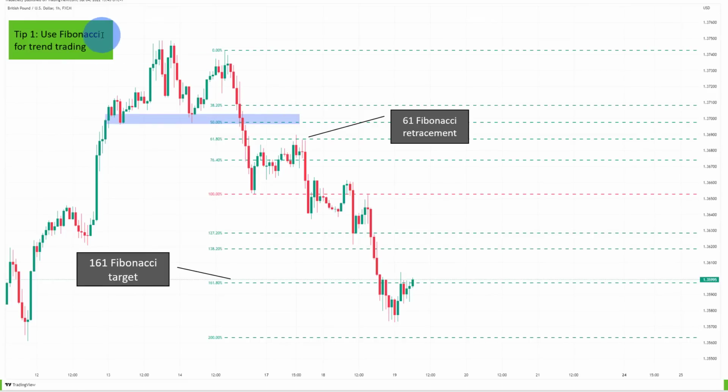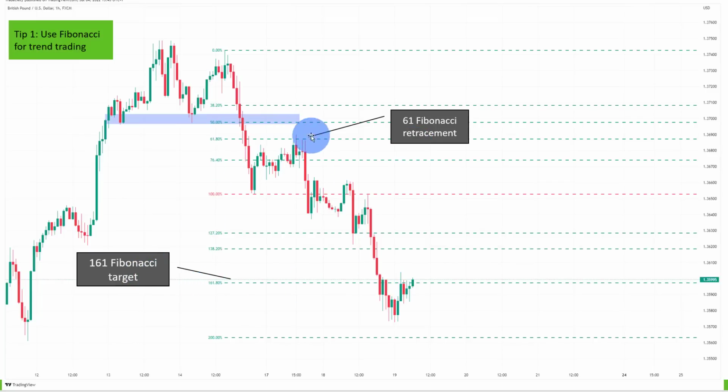Another tip here, you could use a Fibonacci for trend trading. So once we are in here, our breakout short entry, you could add your Fibonacci once we get to the A to B to C move. In my last video, I talked about Fibonaccis. If you want to check it out, you can use Fibonaccis very nicely for targets, because you can see after a 61.8 retracement here on the point C, we get to the 161 Fibonacci target.